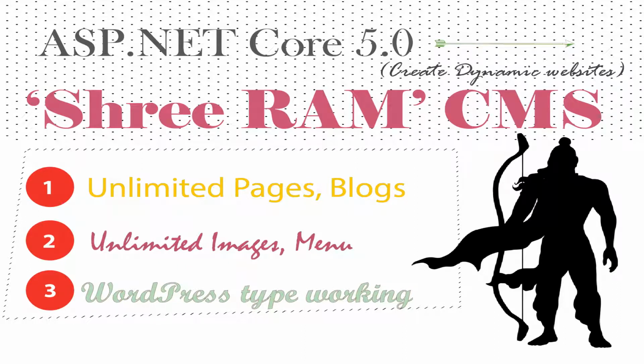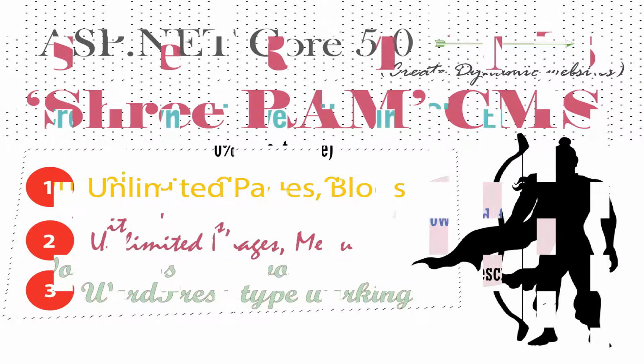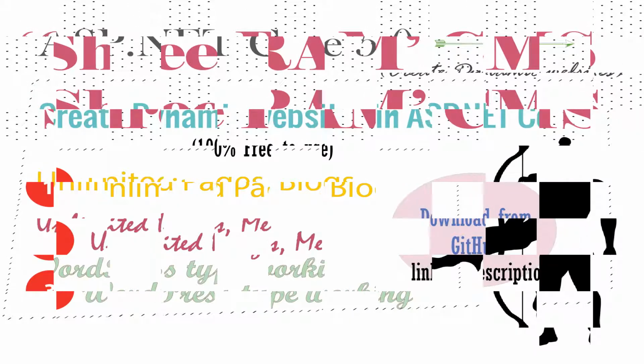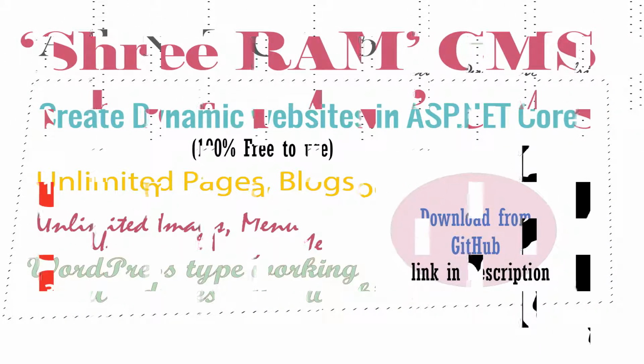Sriram CMS, which is the world's first ASP.NET Core CMS. It is built in the latest version of ASP.NET Core 5.0. You can use this CMS to create a dynamic website containing unlimited pages, blogs, menus, and upload unlimited images and files.